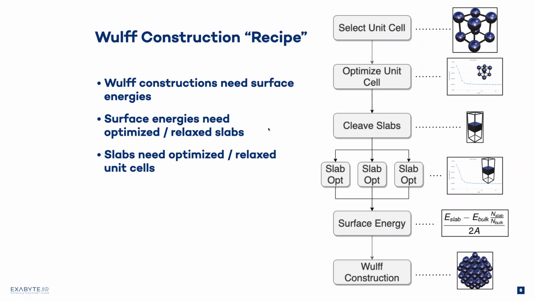that means we actually end up needing to relax and optimize a bunch of slabs. And because we need to be using slabs, that means we need to be optimizing and relaxing unit cells. So that actually gives rise to this flow chart up here that shows the basic recipe of how we can get a Wulff construction.